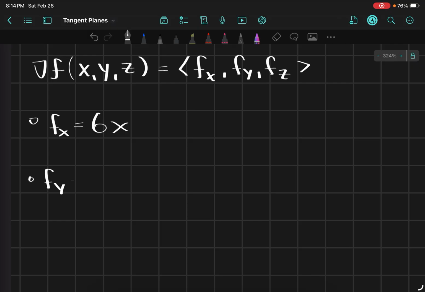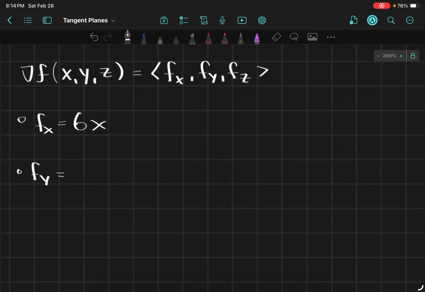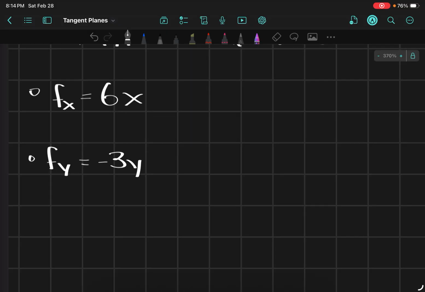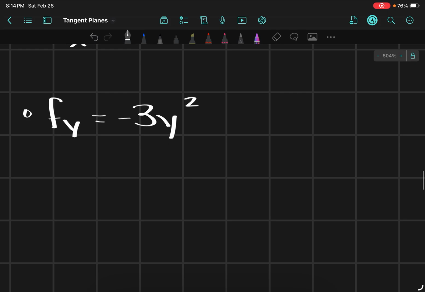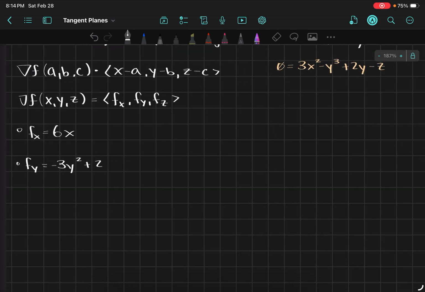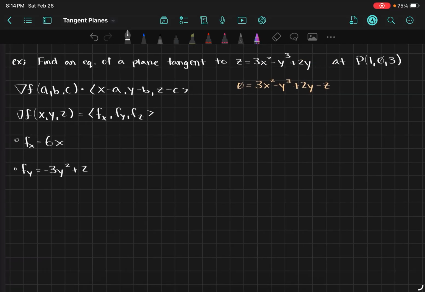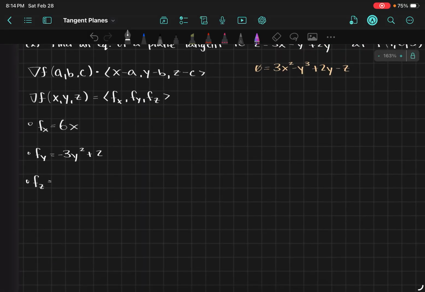Our partial of y, same concept, but changing the variable to y. 3x squared, that's going to be 0. Negative y cubed, that's going to be negative 3y squared. Just do a simple power rule there. Plus 2y, take the derivative of that, that's plus 2. Minus z, z is our constant, that's just going to be 0. Let's go ahead and find our final partial of z.